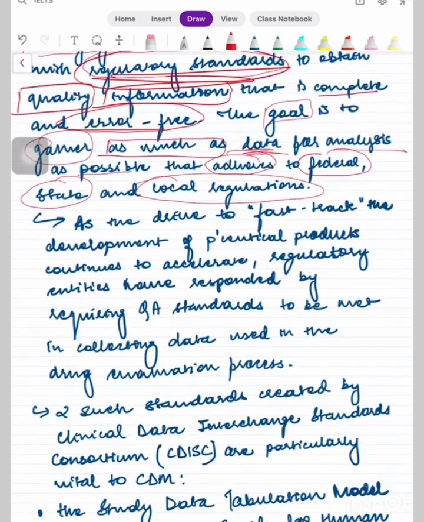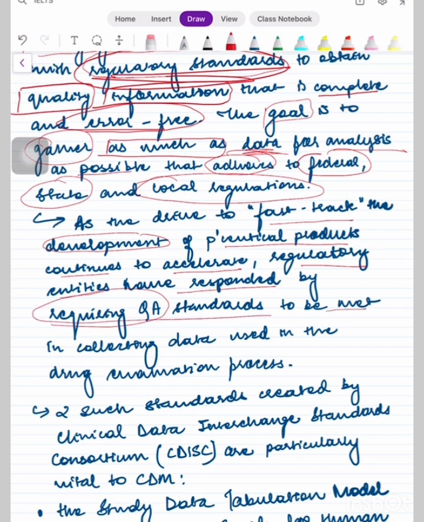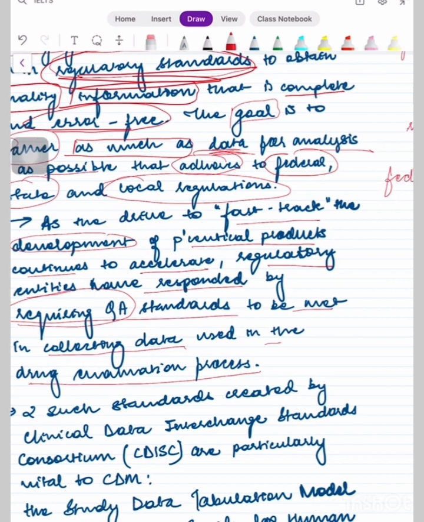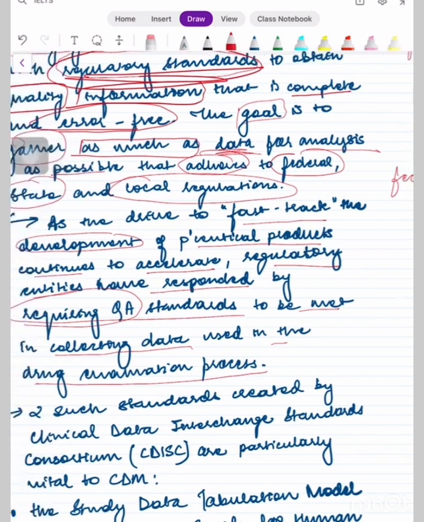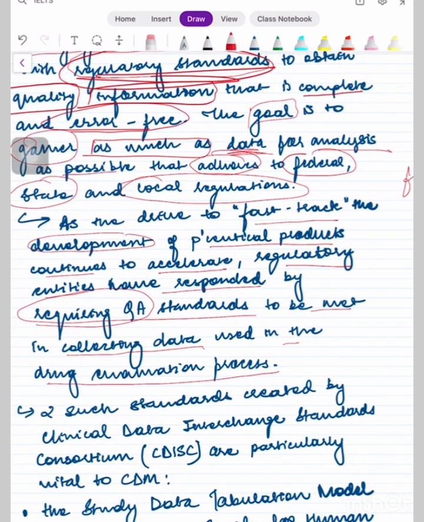As the drive to fast track the development of pharmaceutical products continues to accelerate, regulatory entities have responded by requiring QA standards to be met in collecting data used in the drug evaluation process. So in order to fast track and pace the development of that pharmaceutical product, regulatory entities have responded by requiring quality assurance standards to be met in collecting data.